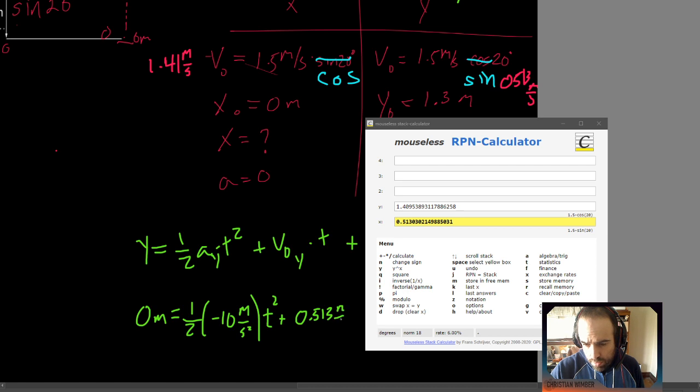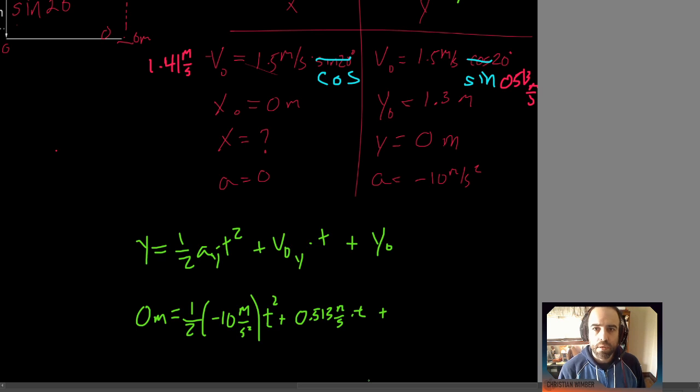meters per second times the time plus, oh, did I not turn off the calculator? I did not turn off the calculator, sorry about that. It's annoying. Plus the initial position, which we know was 1.3 meters, and that does not look like an M, that looks like an N.